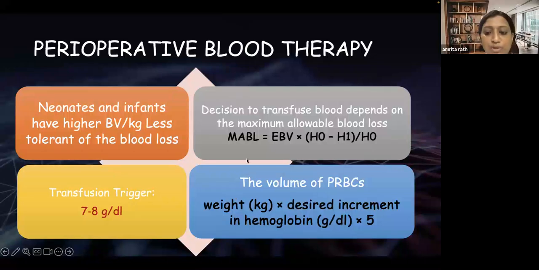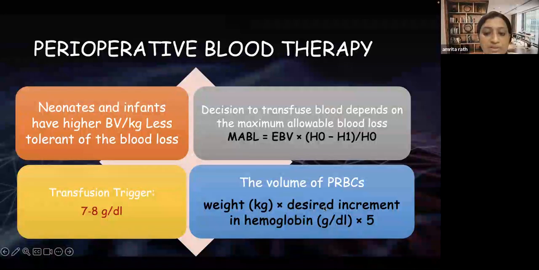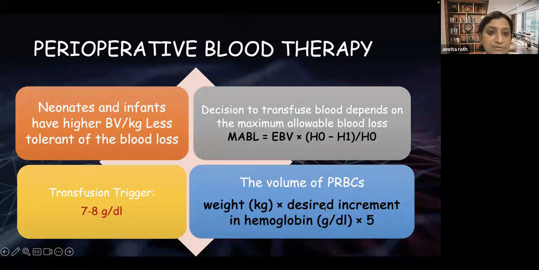So you have to go for an allowable blood loss of 10 to 20% or a transfusion trigger of 7 to 8. People usually ask whether to go with this or this. So you have to understand what your patient is posted for. Suppose the patient is posted for splenectomy, his baseline hemoglobin will be very low, so this will be considered as a transfusion trigger. If the patient has come with trauma, this will be considered as a transfusion trigger. Okay. And the volume of PRBC that has to be given is weight into desired increment in hemoglobin into 5.